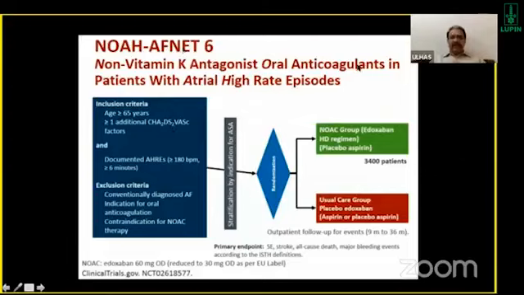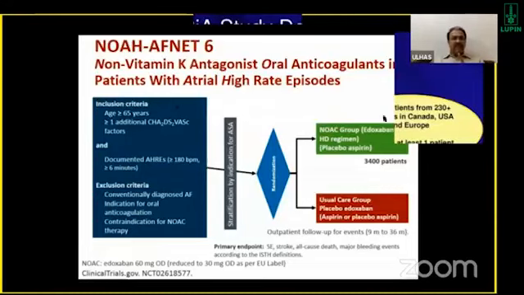NOAH-AFNET is looking at the efficacy of edoxaban versus placebo, edoxaban versus aspirin. So the results of this particular trial are going to be available, according to the investigators, by the end of the next year. In addition to this, there is another trial which is almost in a similar fashion.